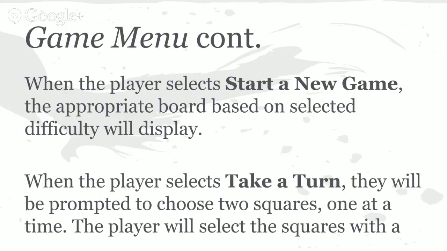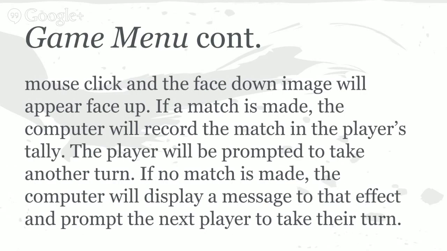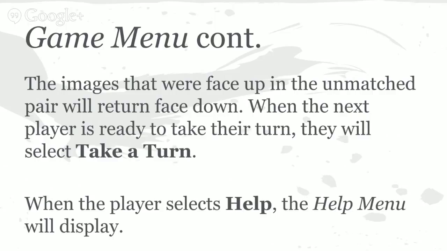When the player selects Start a New Game, the appropriate board based on selected difficulty will display. When the player selects Take a Turn, they will be prompted to choose 2 squares, one at a time. The player will select the squares with a mouse click, and the face-down image will appear face-up. If a match is made, the computer will record the match in the player's tally. The player will be prompted to take another turn. If no match is made, the computer will display a message to that effect and prompt the next player to take their turn. The images that were face up in the unmatched pair will return face down. When the next player is ready to take their turn, they will select Take a Turn.